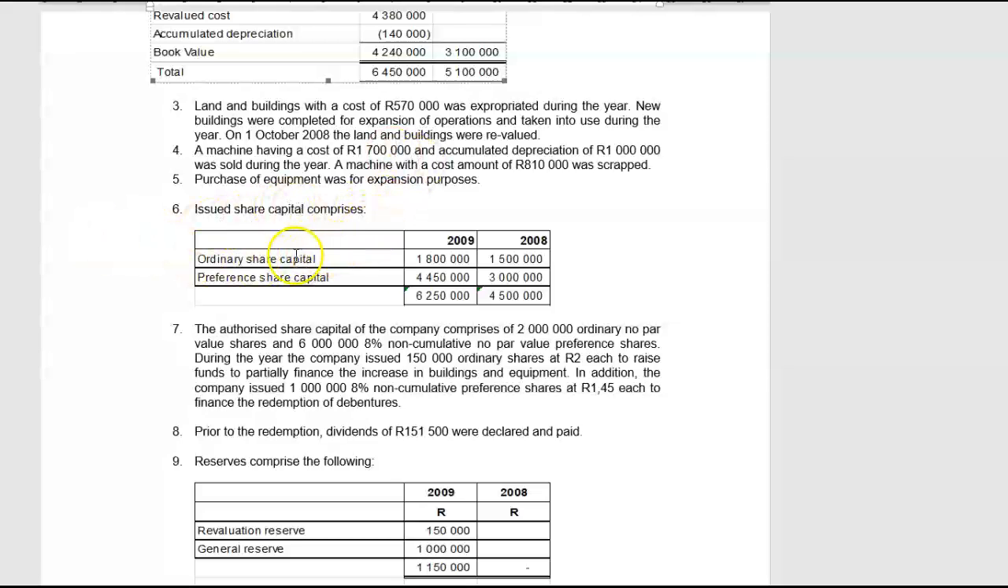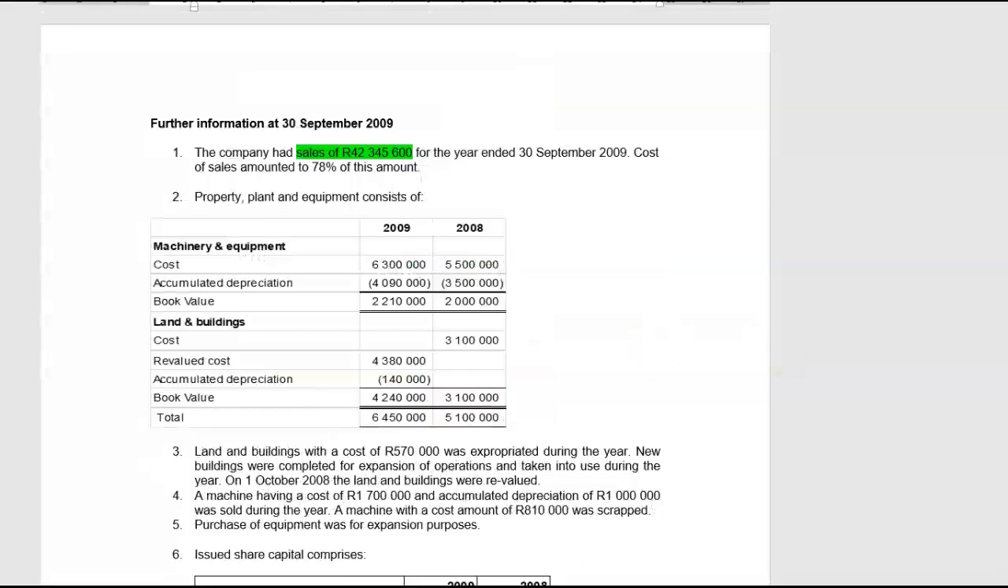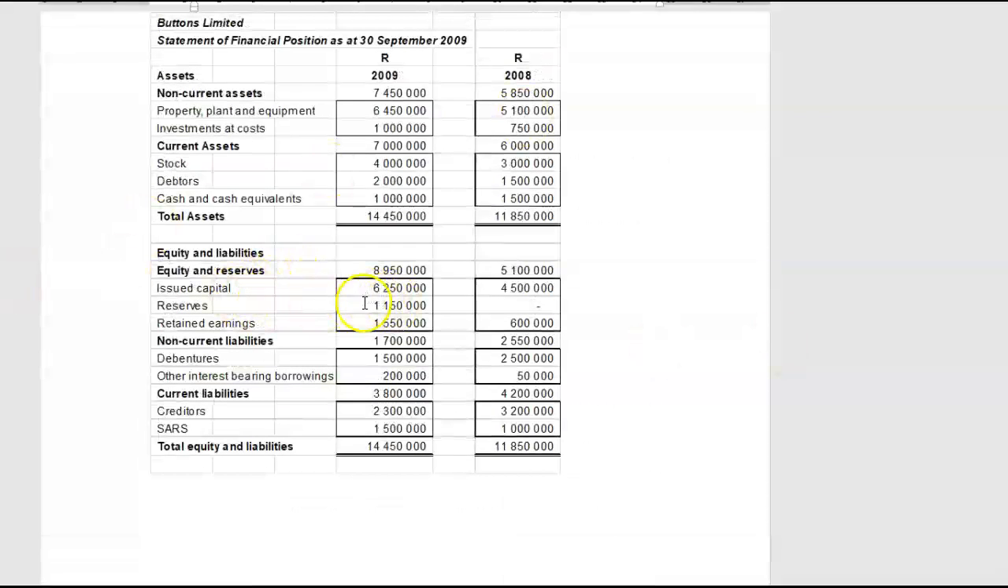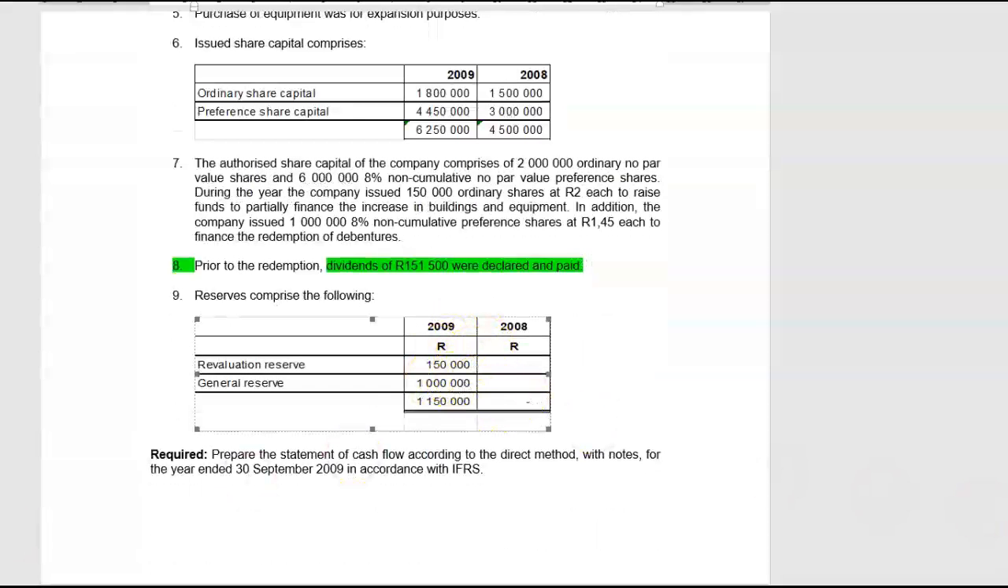And issued share capital comprises of ordinary share capital and preference share capital. And then it's a little bit more about share capital and dividends, sorry, dividends of 151,500 were declared and paid. So there's that one figure that we need for our statement of cash flow. And here's reserves. Revaluation reserve, you can see clearly here for the first time this year, 150,000, and then there was a general reserve of R1 million. If you remember coming back here, that is the 1150 that they're carrying on all about. It actually comprised out of two items.